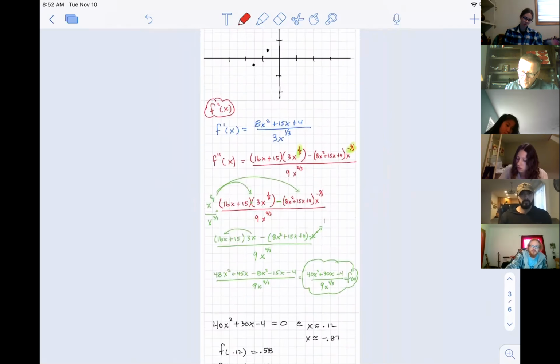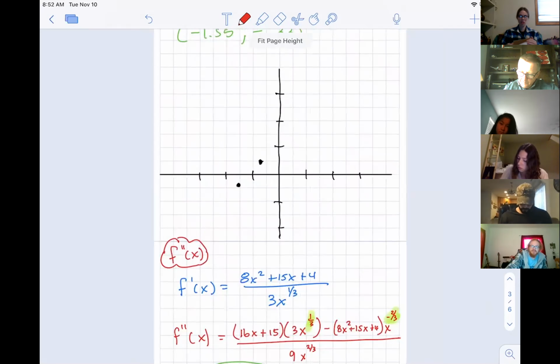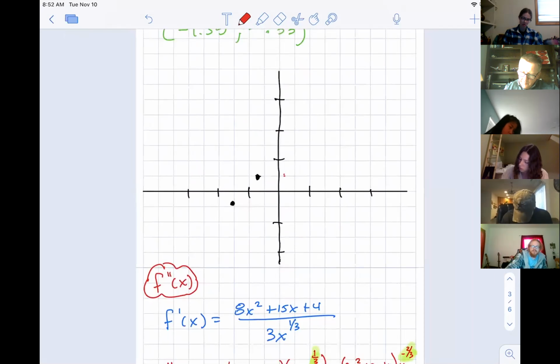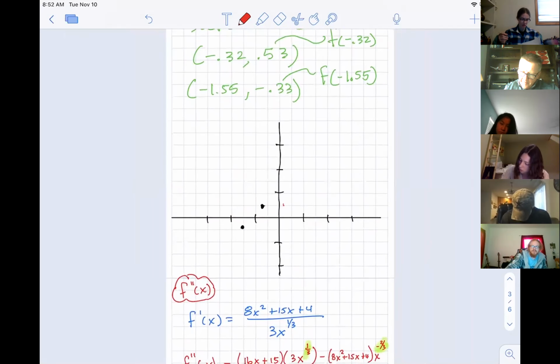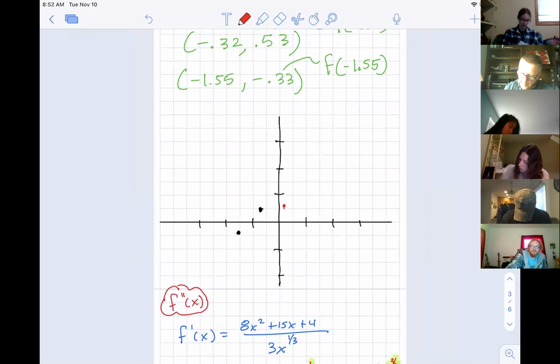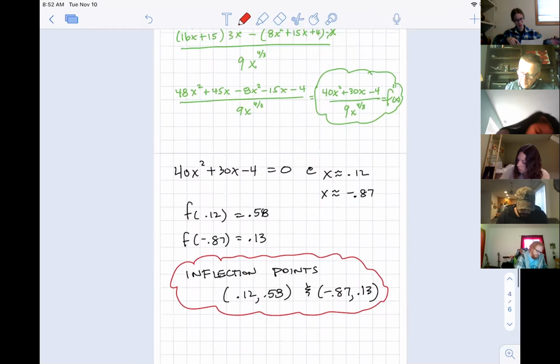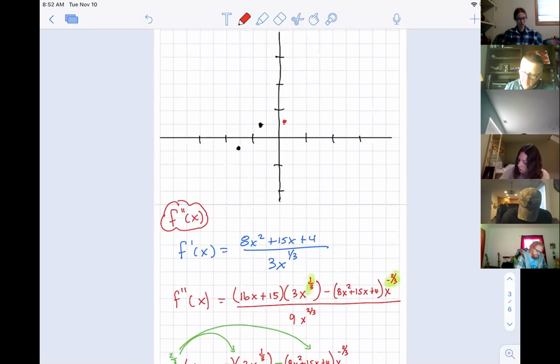So 0.12, 0.58. So 0.58 is just a little above, what was that point? The other one, that was 0.53. So this one's a little above that. 0.12, 0.58. It's a little above the black one. And then the other one is -0.87, positive 0.13.